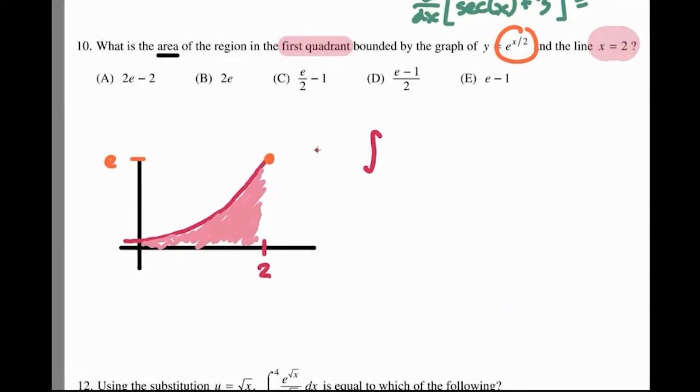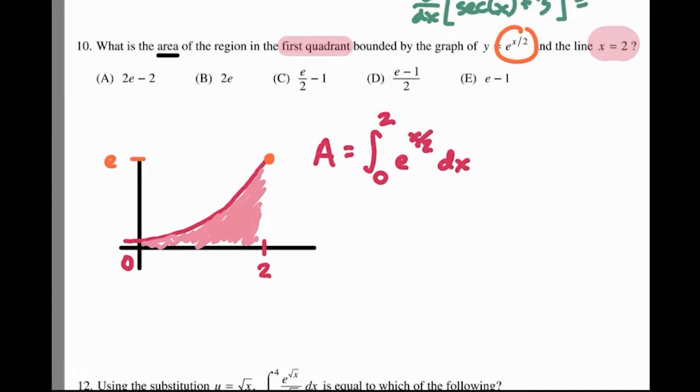So for this area, if you want, you can write A equals. It's up to you. But you have to integrate it from 0 to 2. What we're doing is from 0, because that's where this thing starts. The area is going from 0 to 2, and that's in terms of x. So x is 0, x is 2. And we're finding the area of e to the x over 2 with respect to x.